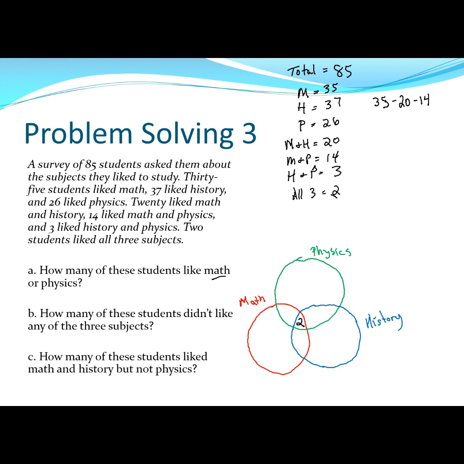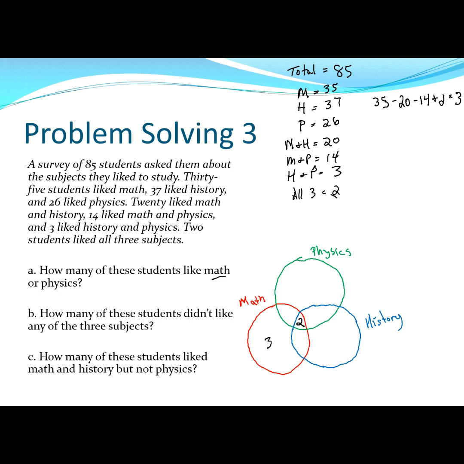And then we're going to add 2 because we don't want to double count. And that leaves us with, and excuse my math, I'm running out of room here, that leaves us with 3. All right, so there are 3 students who like math only.